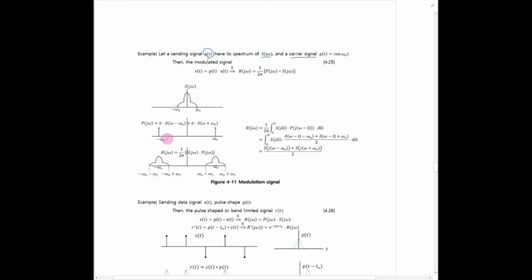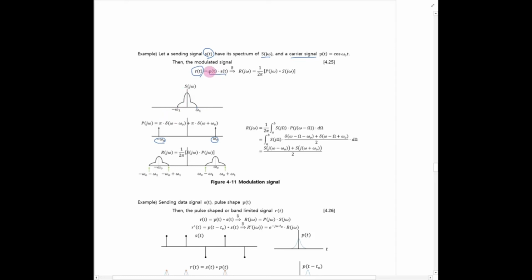So it has impulse response at minus omega 0 and plus omega 0. To make a modulation means that the information can be loaded onto the carrier. That is done by this product. By taking the product, we make the signal r(t).